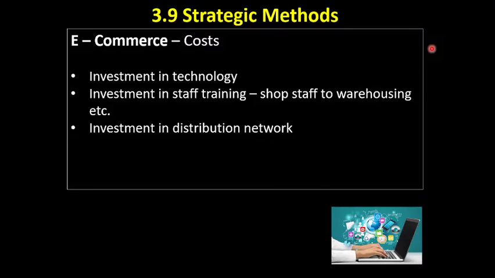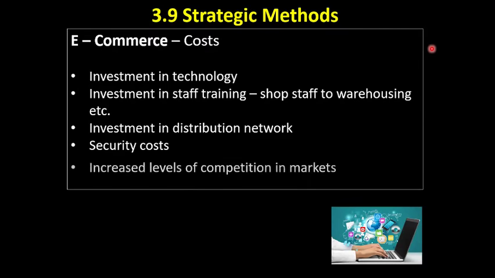Of course, you also need to train staff on website design and all the rest of it, so it can be very expensive. You need to invest in a distribution network, vans, etc. Maybe there are security costs to prevent hacking. So you need to keep your website and your customers' data very, very safe, or it can cause bad publicity.